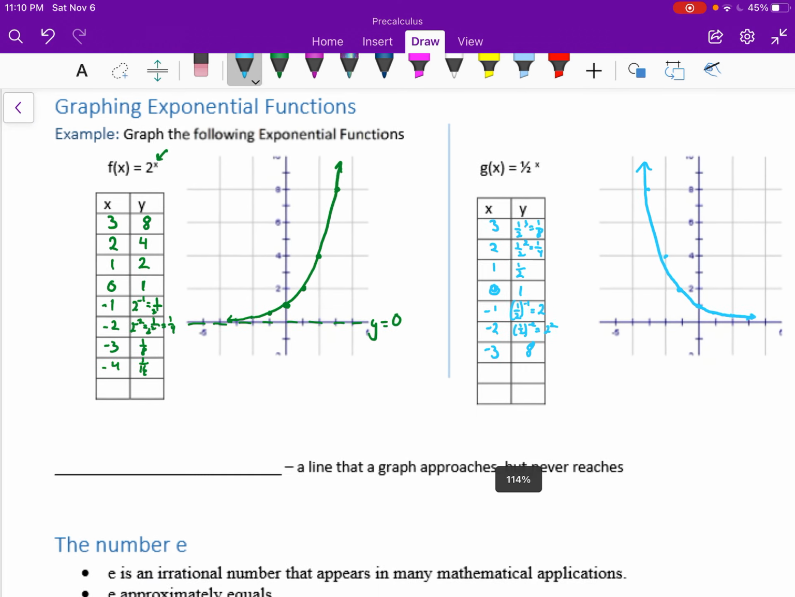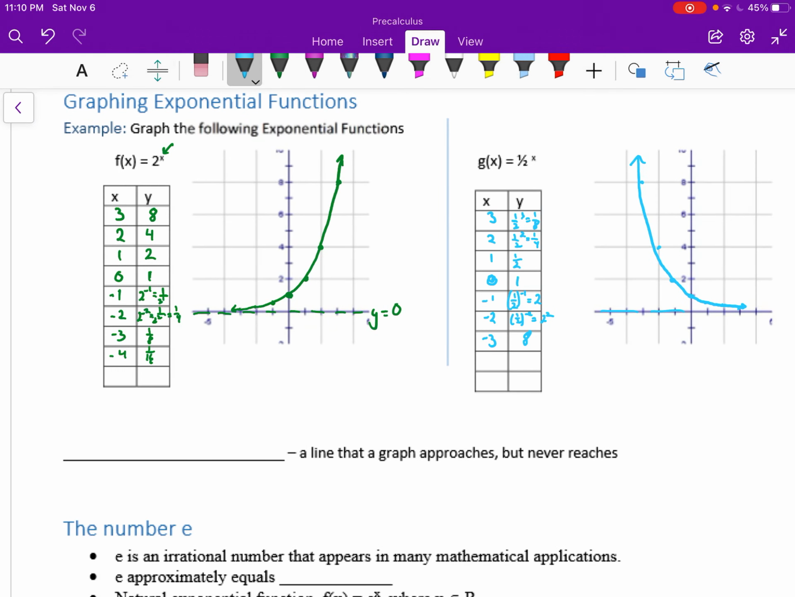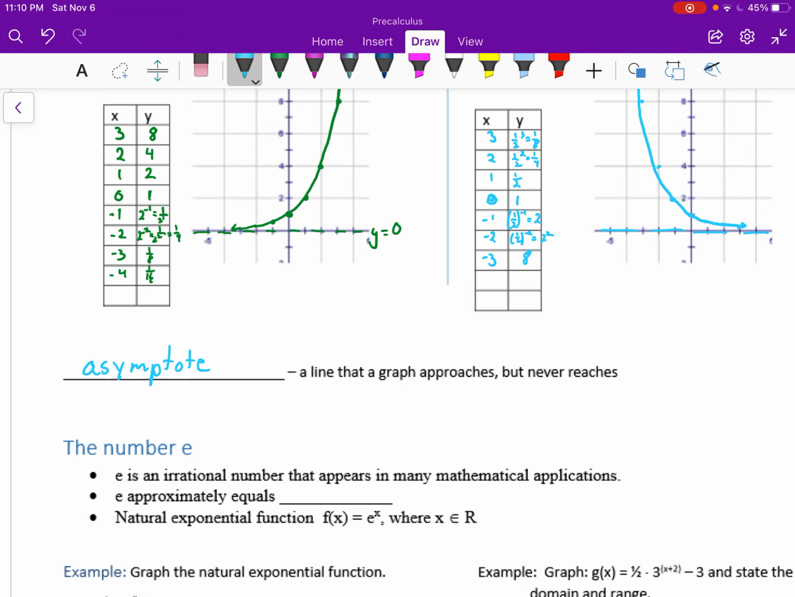Actually, we haven't mentioned that term yet. So this x-axis, the graph won't ever reach it. So an asymptote is a line that the graph approaches but never reaches. We will be talking about vertical asymptotes later, which are a little bit different, and we'll mention some other things about horizontal asymptotes, but this is our first time seeing those.